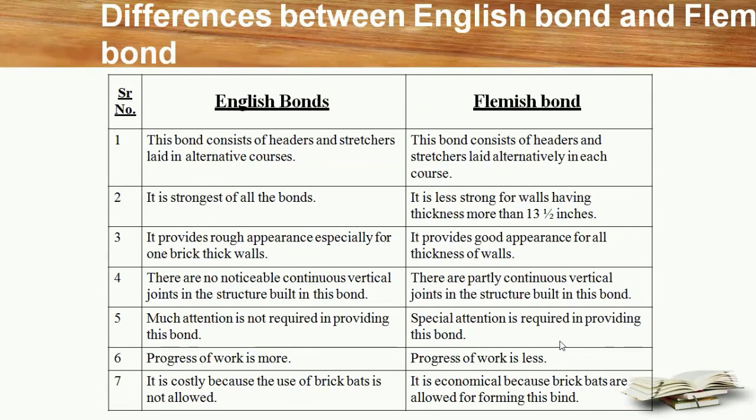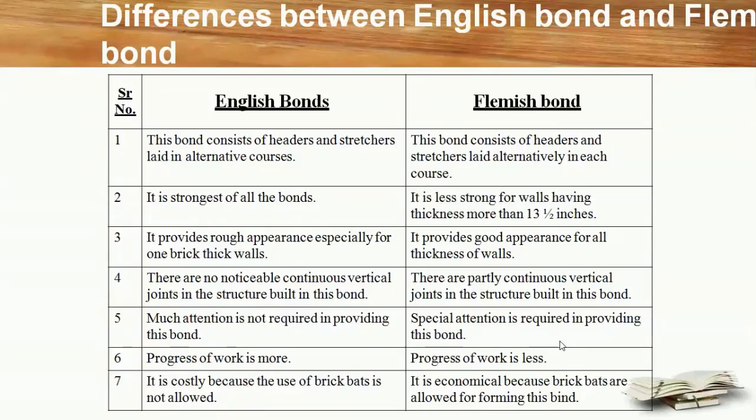So the difference between English bond and Flemish bond. If we are making a comparison between the English and Flemish bond, basically the Flemish bond has some advantages. It has a better appearance on the face. It is easy to maintain the correct breaking of the joints in this bond, as a number of joints in consecutive courses are the same. A large number of brick bats can be used.